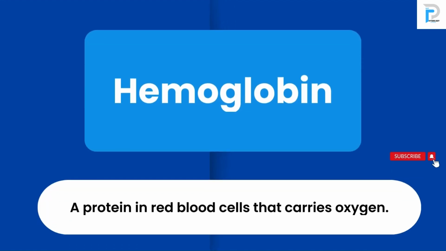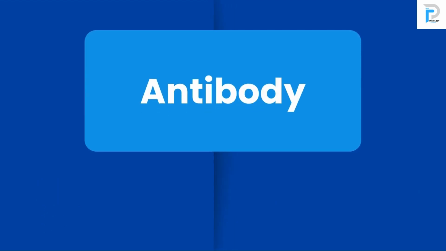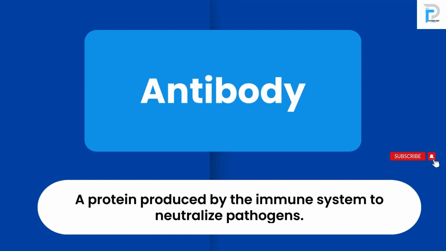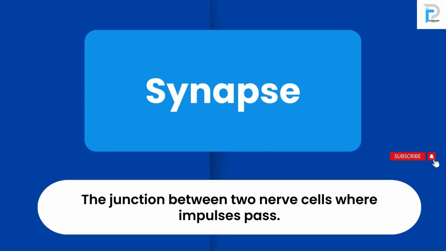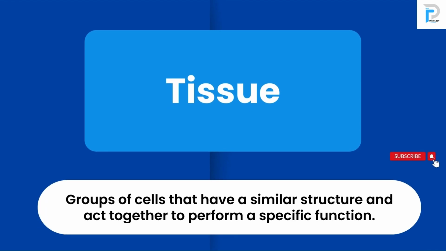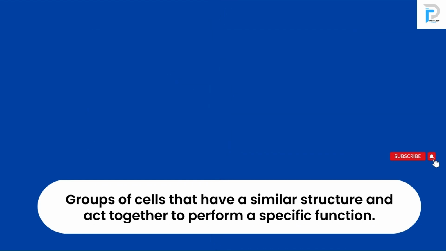Hemoglobin. A protein in red blood cells that carries oxygen. Antibody. A protein produced by the immune system to neutralize pathogens. Synapse. The junction between two nerve cells where impulses pass. Tissue. Groups of cells that have a similar structure and act together to perform a specific function.